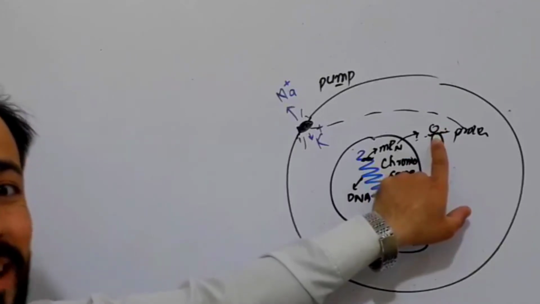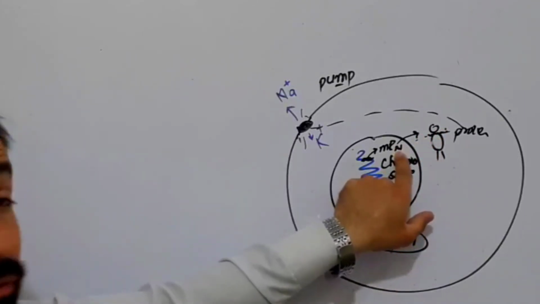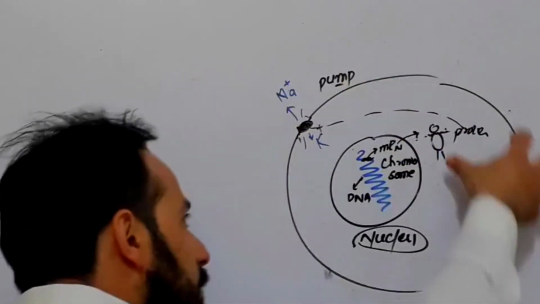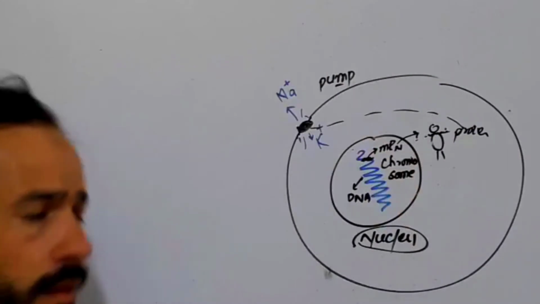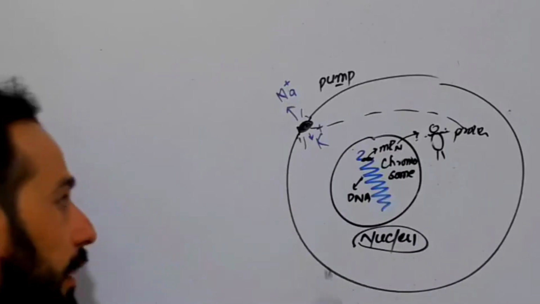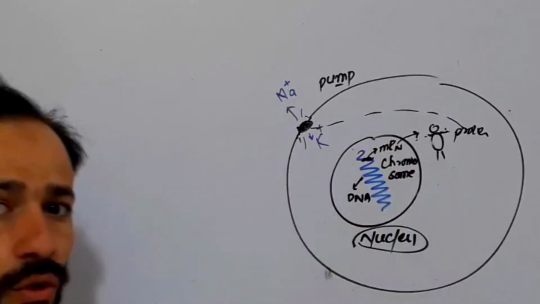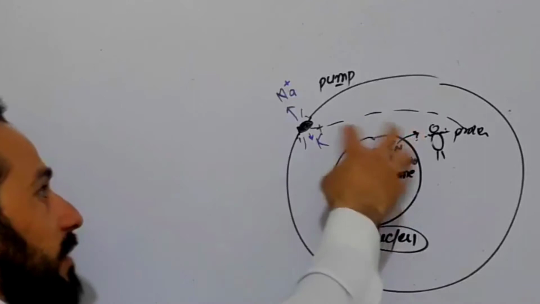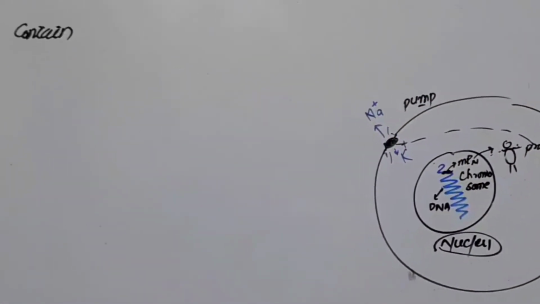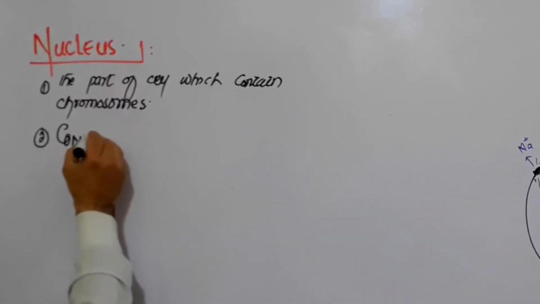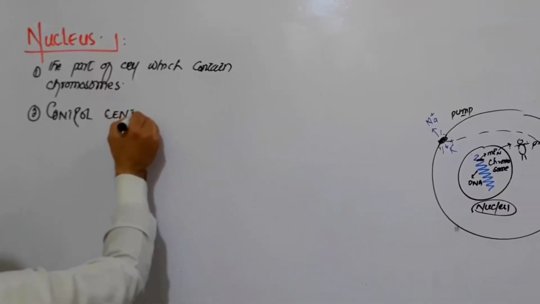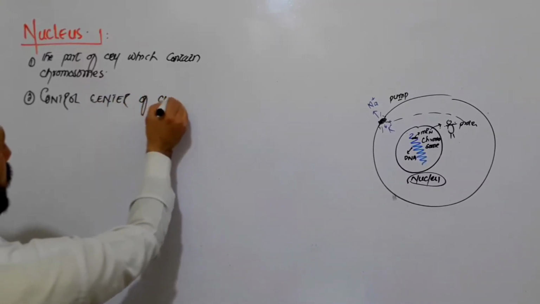So who is responsible for making this protein? The ribosome. But who tells the ribosome? Messenger RNA. From where does messenger RNA come? From DNA. So all the activities occurring in this cell are controlled by this DNA, and this DNA is present in the nucleus. So we say that the nucleus is the control center of the cell. Let me write here: nucleus is the control center of the cell.